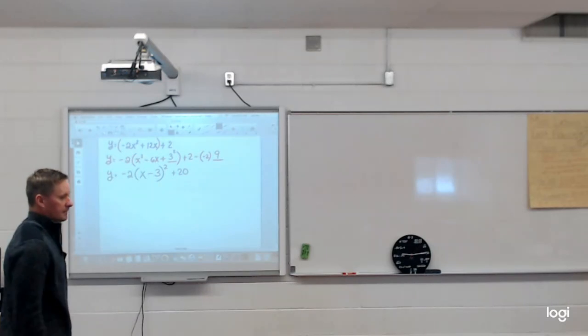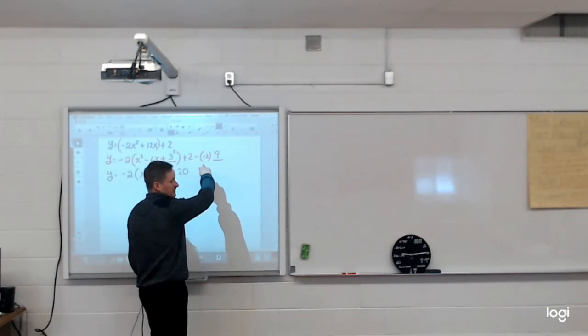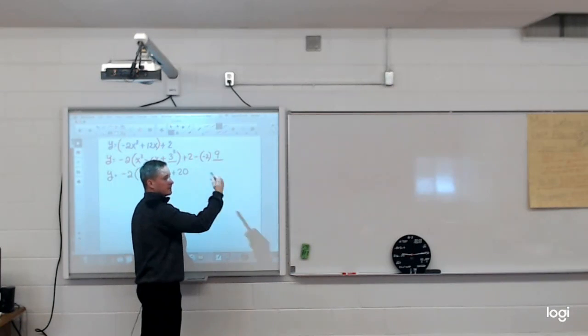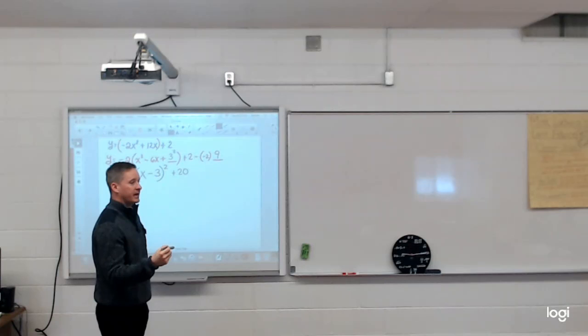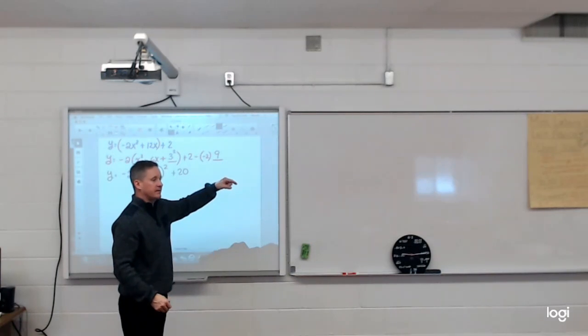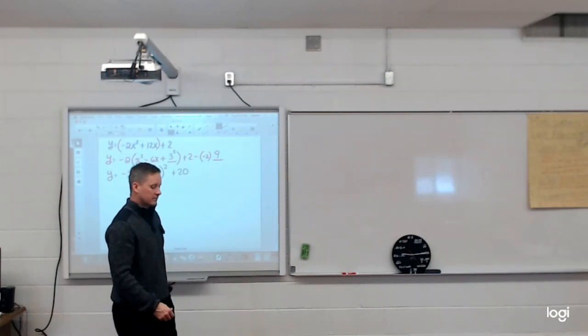How is it positive? Because it's a negative times a negative, which is a positive. Oh, I did negative 2 times. Well, negative 2 times 9 would give you negative 18, but I'm subtracting a negative 18, which is the same as adding.